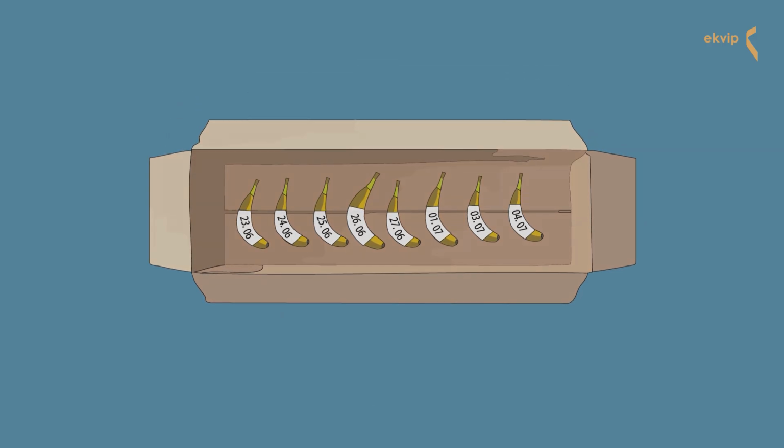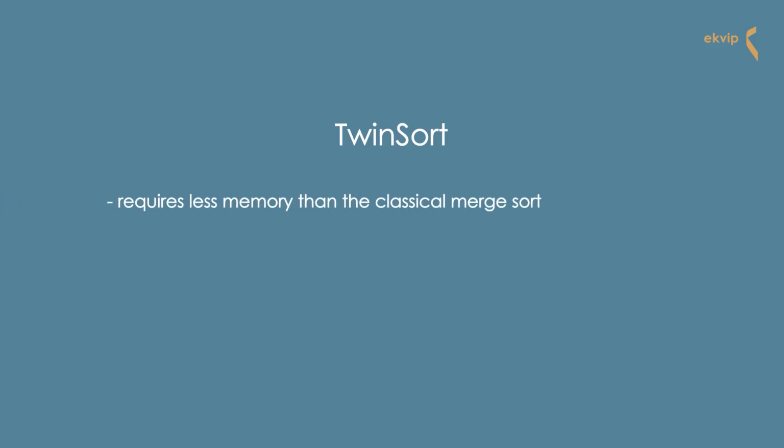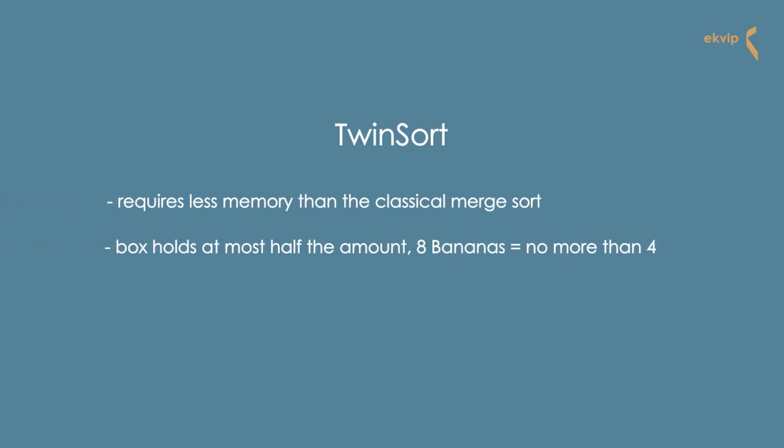This merge sort requires less memory than the classical merge sort. The extra box holds at most half the amount. With 8 bananas, that means no more than 4. Its runtime complexity is O of n log n, in the average and worst case.